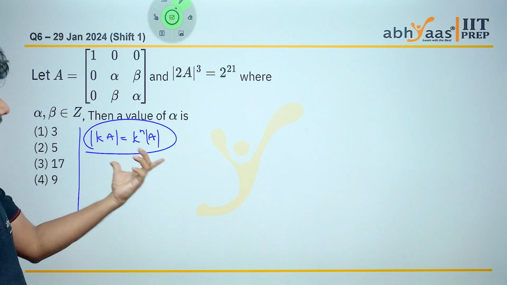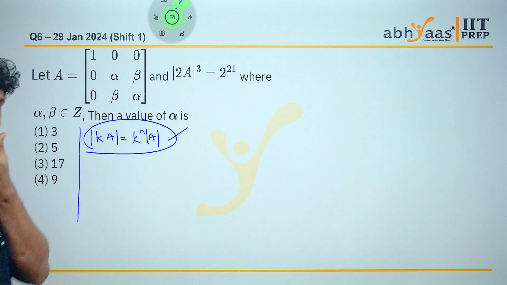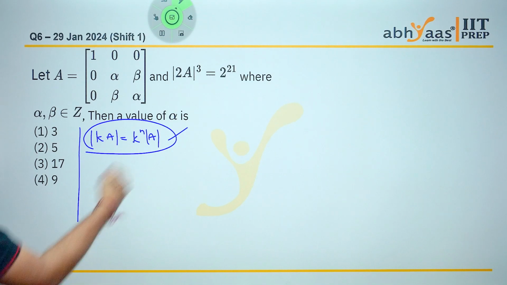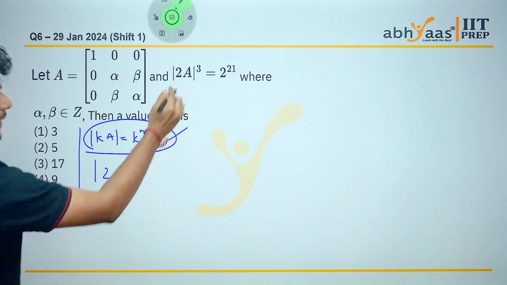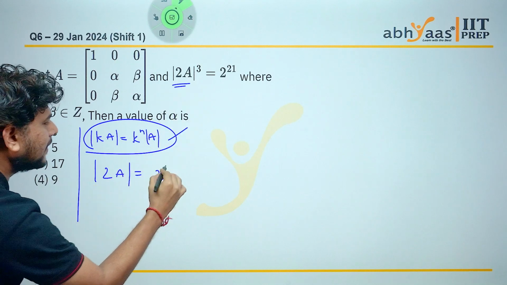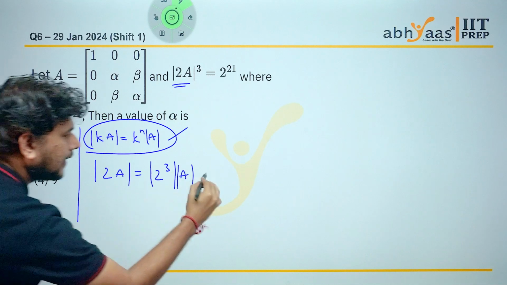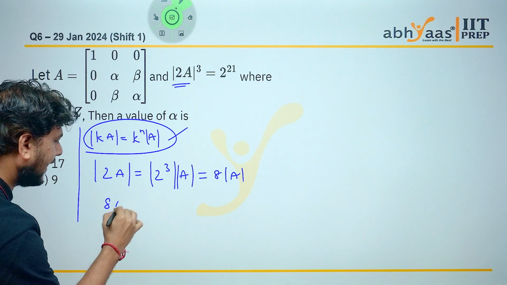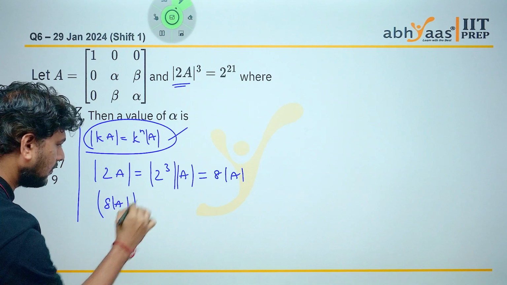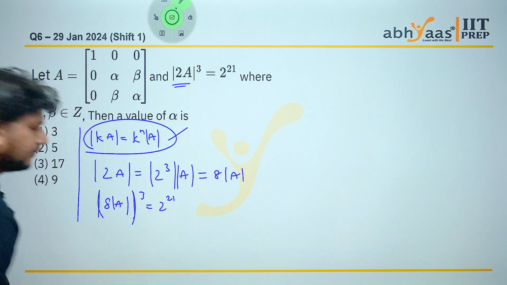So we have to use this property. Whenever you are reading about properties, try to solve a simple example so you can understand why the property is given like that. So I will be using that. Mod 2A is equal to, I am taking this for now, that will be 8 mod A, right? Okay. Now, given 8 mod A whole cube is equal to 2 power 21.